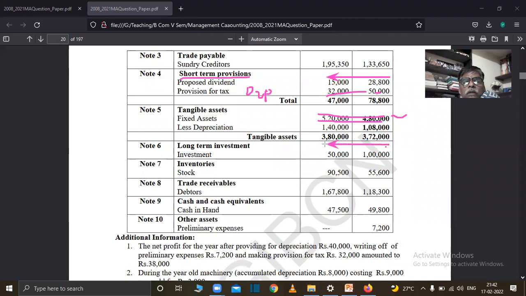So 1 lakh to 50,000, investment decrease is there. Then stock is increased. Then debtors increased. Cash in hand decrease. Okay, decrease. Preliminary expense decrease.